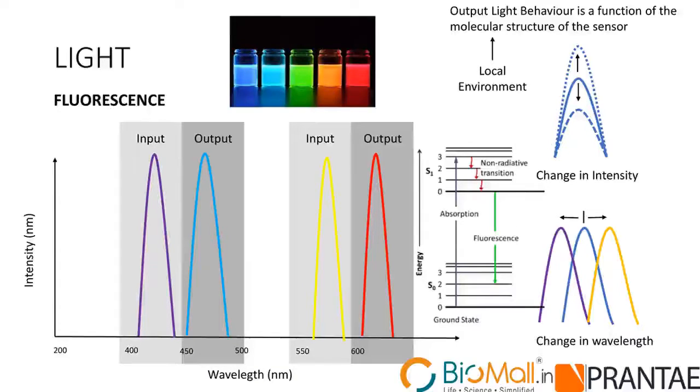Now, interestingly, for these kinds of molecules, the local environment plays a very crucial role in determining how much of the light comes out. And just like absorbance, this local environment can dictate whether the wavelength of the light coming out is retained or not, as well as whether the intensity goes up or down with respect to the signal.